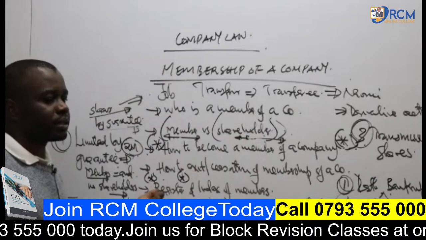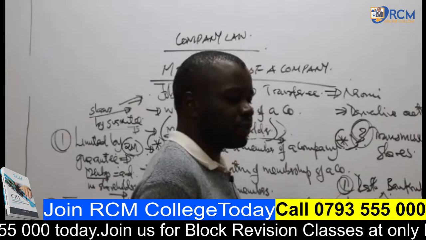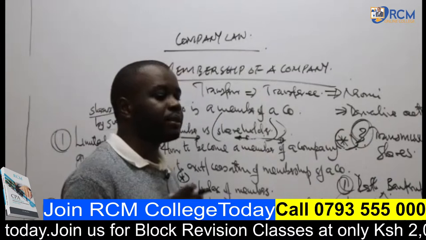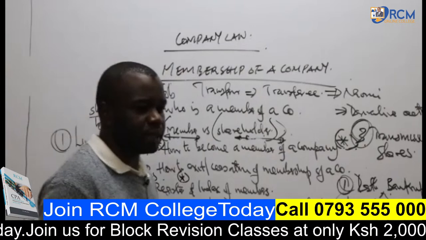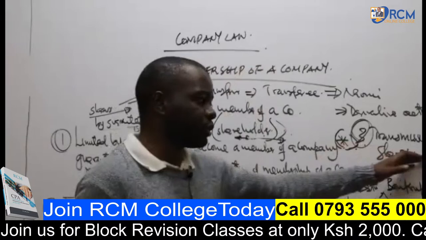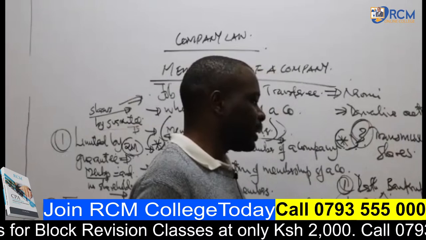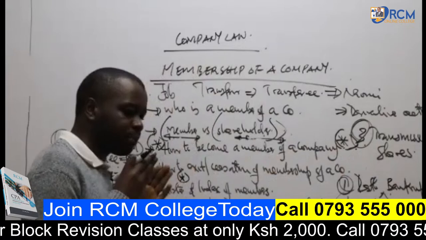It might take quite some time before the company approves the removal of that person declared to be dead, bankrupt, or insane from the register of members. Until the name is removed, he'll still be seen as a member of the company. So transmission and transfer are usually a process. While the process is still being undertaken, under transmission, the person declared to be dead or bankrupt or insane, his name will still appear in the register of members until the process has ended.